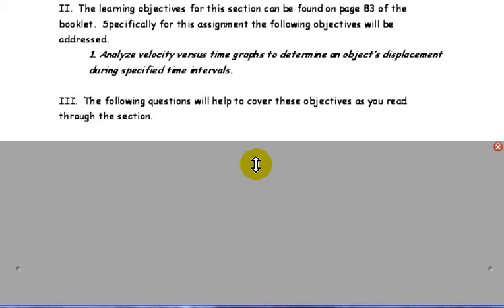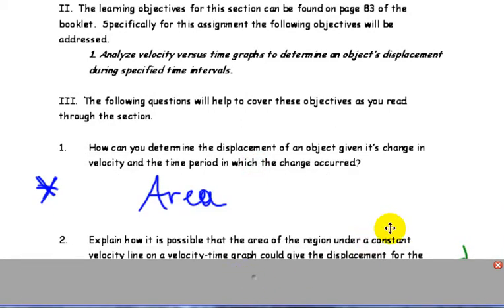And it's really, really easy. It's just simply the area under the graph. If you have meters per second and seconds, if you multiply those two quantities, you'll get meters since the seconds cancel out. So we're looking at the area here.